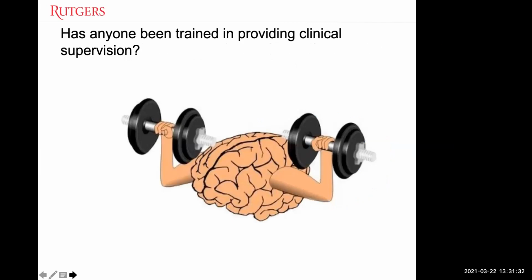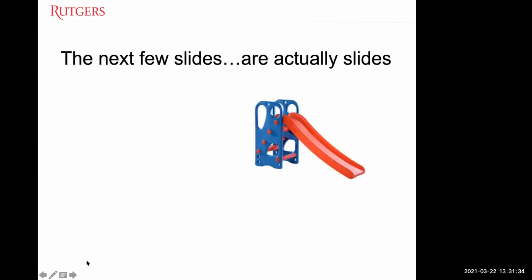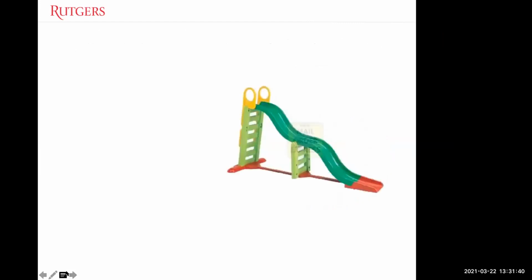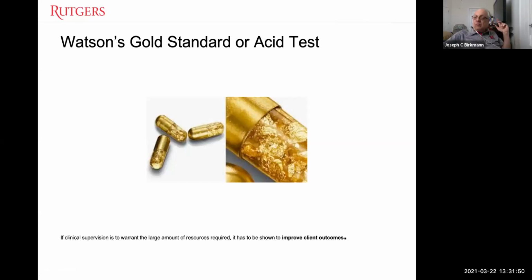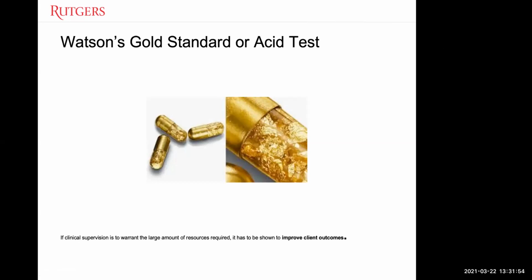So I'm going to skip this just in the interest of time. We're about halfway. So this is one of my favorite parts of the presentation. The next few flat slides are actually slides. There's a green one. So there's a fella, this guy, Watson, and it's funny, I think his name is actually Watkins. I think I might have got that wrong.